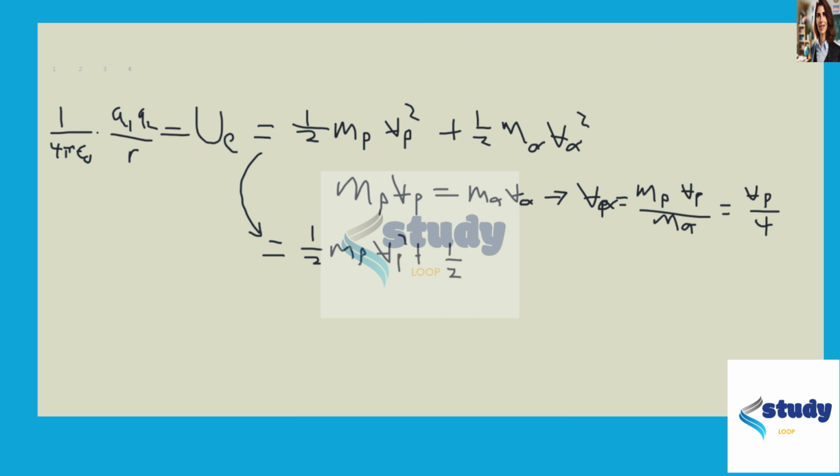1/2 times mass alpha particle times velocity alpha squared, which is this whole thing squared. So this 4 is going to be a 16 after it gets squared. And we can almost combine these terms, but we have a mass alpha here and a mass proton here, so we need to fix that.